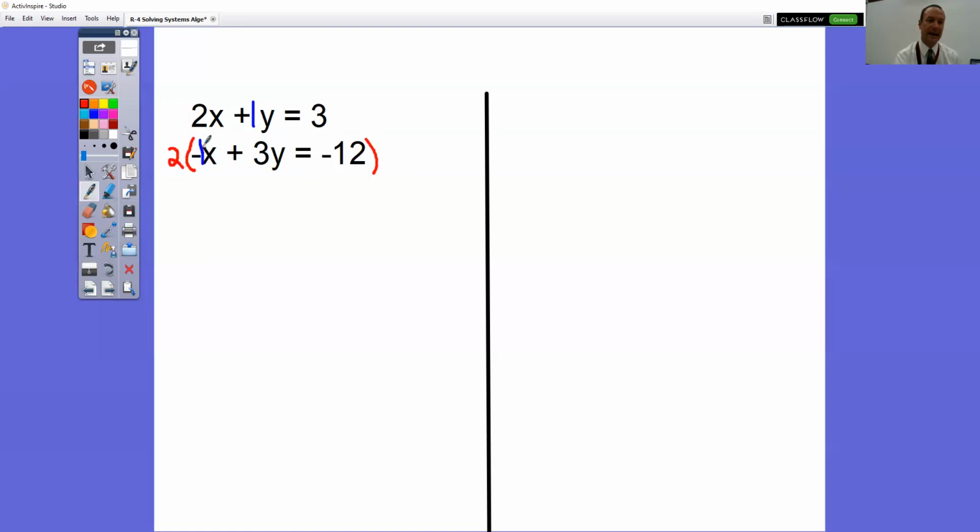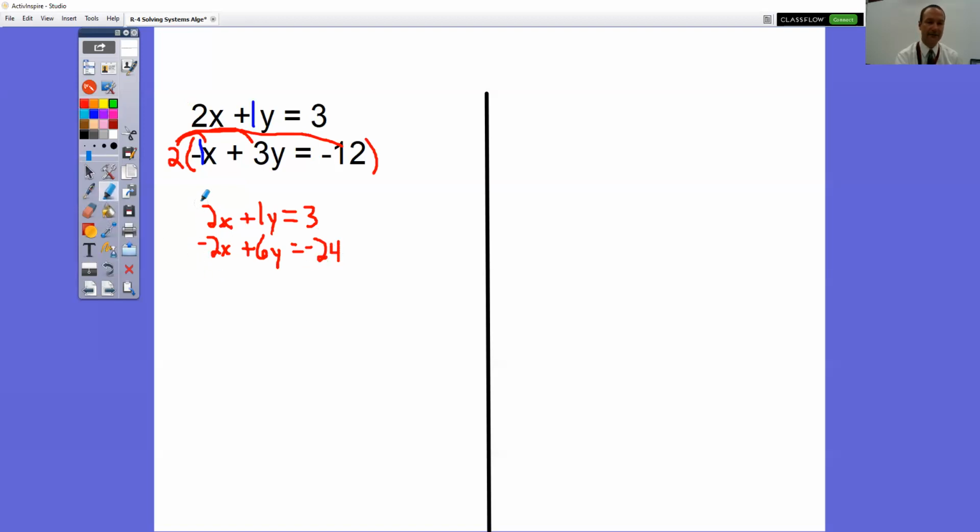So to get a -2x here, I'd have to multiply the bottom equation by 2. So I didn't touch the top equation at all. So I'm just going to rewrite it. 2 times -1x is -2x. 2 times 3y is 6y. 2 times -12 is -24.